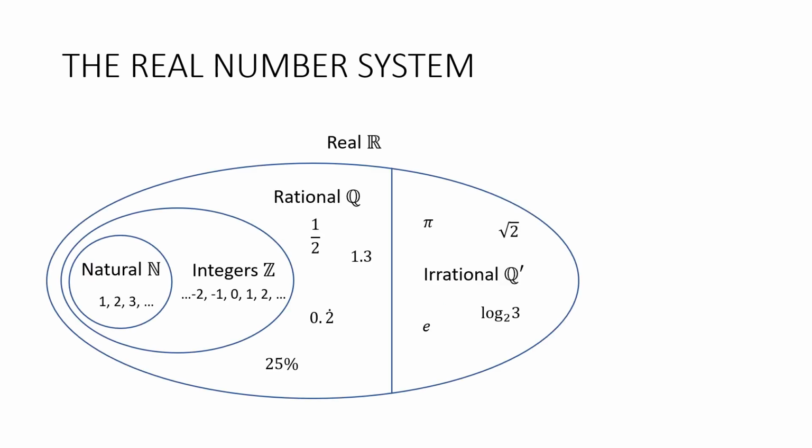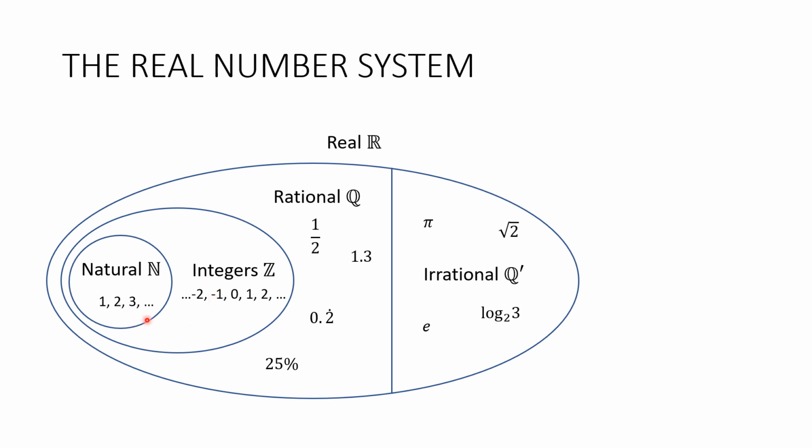Now here's the real number system as you learnt it in Year 9. Real numbers are comprised of rational numbers and irrational numbers. Within rational numbers, we have the set of integers. Within the set of integers, we have the set of natural numbers.